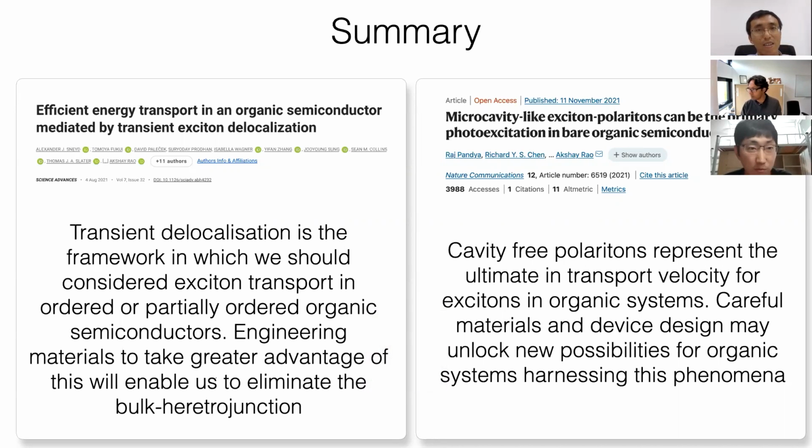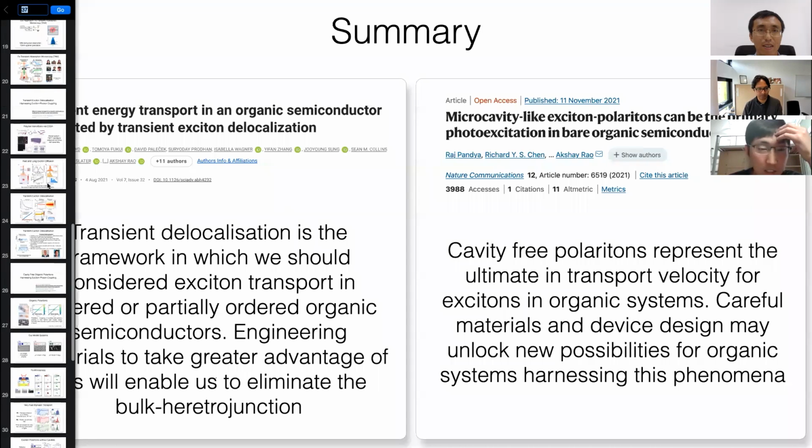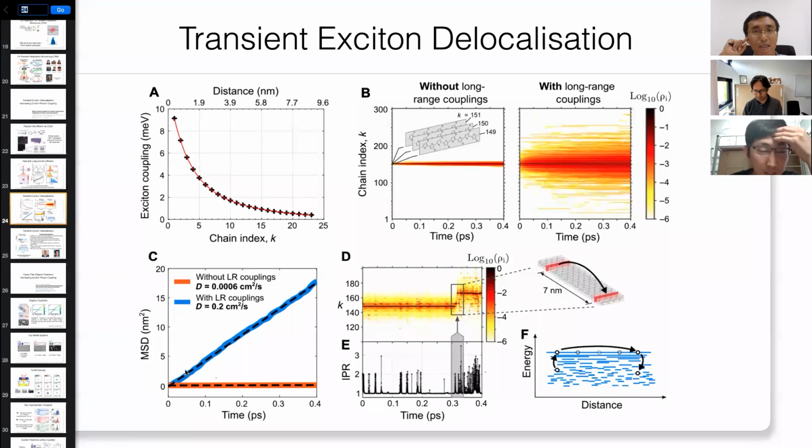The first question is about the first topic of your transient delocalization of the exciton. You showed that the energy fluctuates during the exciton delocalization. I want to ask if the excitation energy is related to this mechanism. I mean, if you use a UV light or near infrared light, will this influence exciton transport rate?